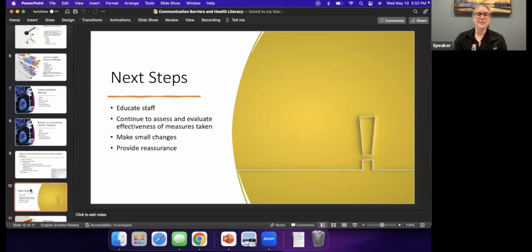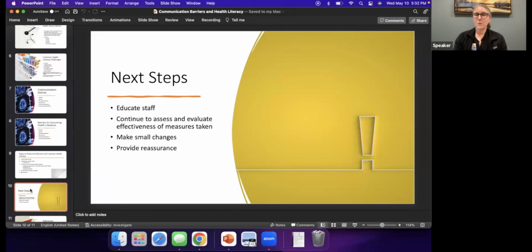We can continue to assess and evaluate the effectiveness of measures taken. So if we start to use health literacy and we measure at what reading level it's at and we give it to patients, we can ask them, hey, how did you feel about the information that we gave you regarding the controlling of your blood sugar? Did you understand that? Were the words easy for you to understand? And just get a read from the patients on how they're doing with that information.